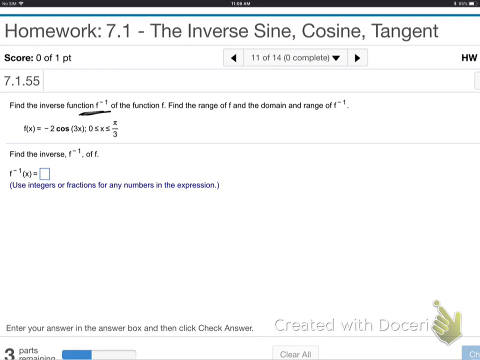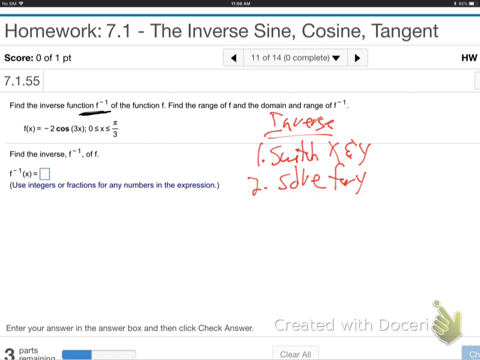So we're trying to find an inverse function. How do you find an inverse function? Remember, we covered a section earlier on inverse functions. We're doing inverse trig here, but in general, for any inverse function, what are the steps? Step one, switch x and y. Step two, solve for y. Right? Those are the two steps.